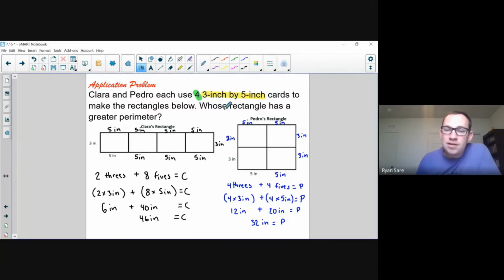Now that we have our answers for the perimeters, we can see whose rectangle has a greater perimeter. And that's easy, it's just whichever one's bigger. Clara's got 46, Pedro's got 32, so the answer is Clara. We'll change our color once again, and we are going to say Clara has the bigger rectangle. Are the greater perimeter.